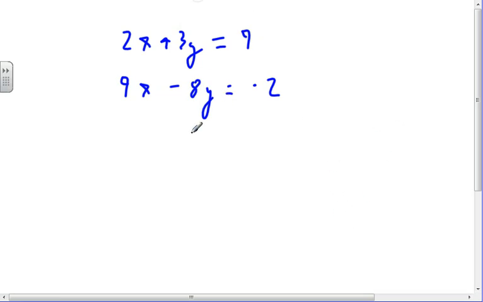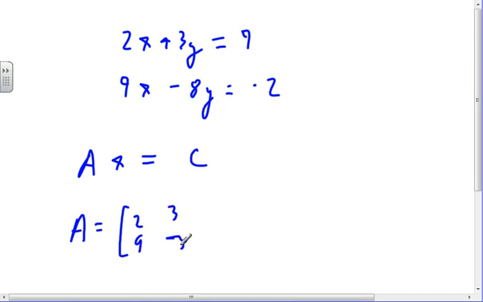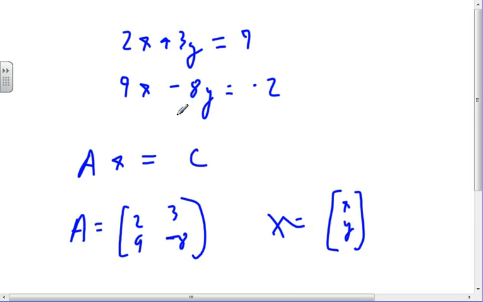And I could rewrite this. I could say this is Ax equals C, for example. I could do that. And A would be the matrix 2, 9, 3, minus 8, and x would be the column x, y. So now if I multiplied A times x, I would get those two equations back. And then I could say, well, the C matrix, is this a 4 or 9? I forget. 4. It's a 4?